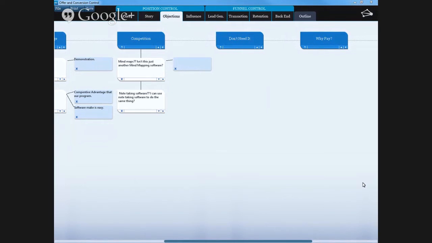Last two over here don't need, last two, right, Mitch? Don't need it. I put in two quick examples for competition here.